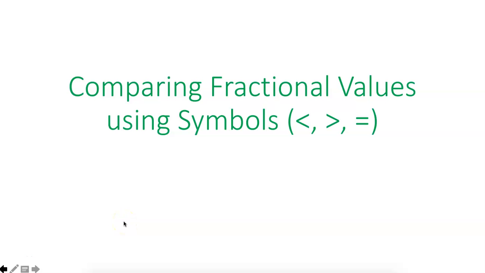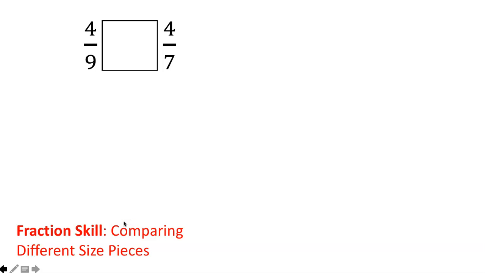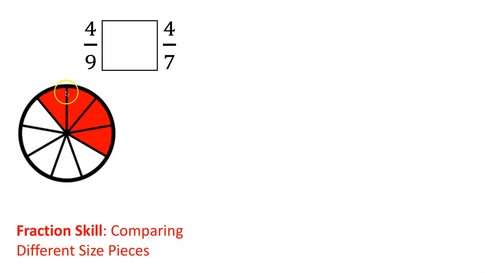This is day 2 of comparing fractional values using symbols like less than, greater than, equal to. In this first example, the fraction skill we're working on is how to compare different sized pieces. So I want you to first think about the 4/9. So think about a circle being divided into 9 pieces, and we have 4 out of those 9 pieces.